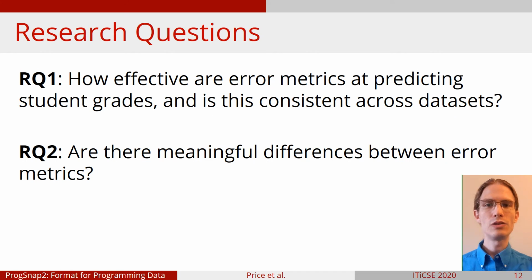We set out to answer two research questions. First, how effective are these error metrics at predicting final student grades, and how consistent is this across data sets? And second, are there meaningful differences between these three error metrics?